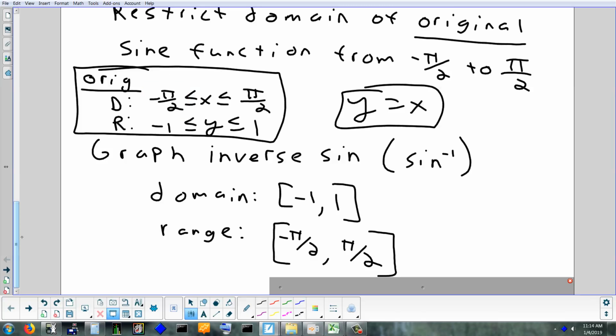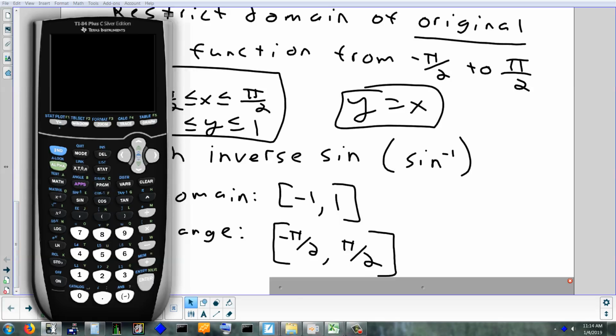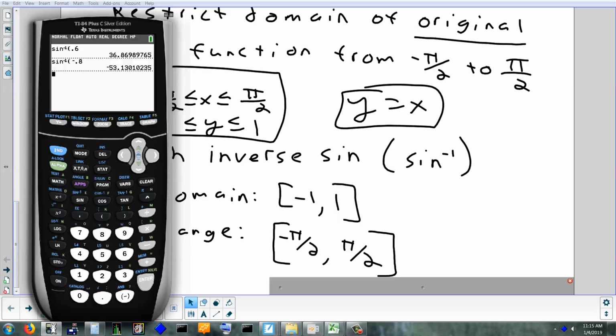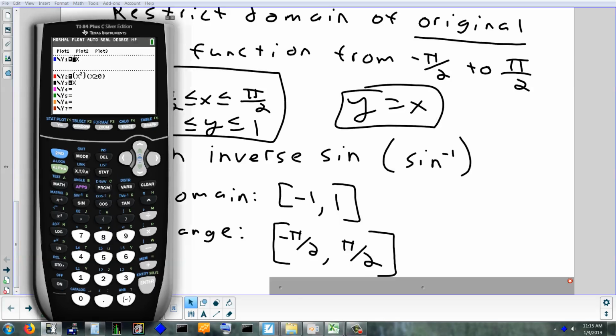Okay, but let's take a look at what inverse sine looks like. So I'm going to type in, I'll get rid of all this first. Let's type in inverse sine of x. And now I'm in degrees. So domain, -1 to 1, that's easy enough to set. I'm probably going to go like -2 to 2, so it's not on the edge of the screen.